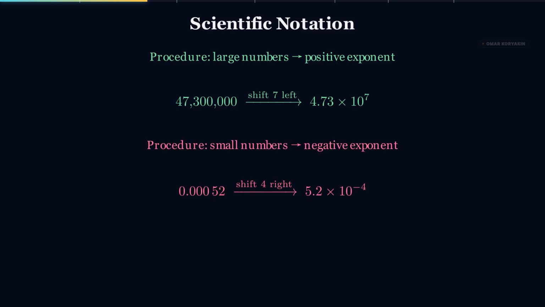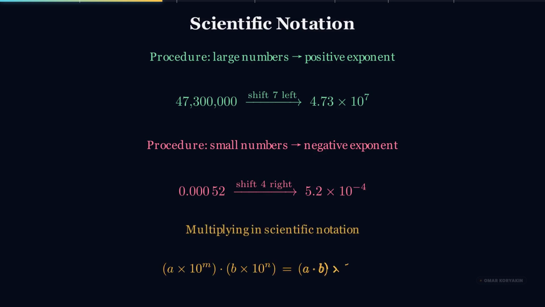Here is the procedure for small numbers. Take 0.00052, shift the decimal to the right until the leading digit is a single non-zero number, in this case the 5. We shifted 4 places to the right. The exponent is the negative of that count, so negative 4. The number becomes 5.2 times 10 to the negative 4. Same procedure as before, but the negative sign on the exponent records the rightward shift.